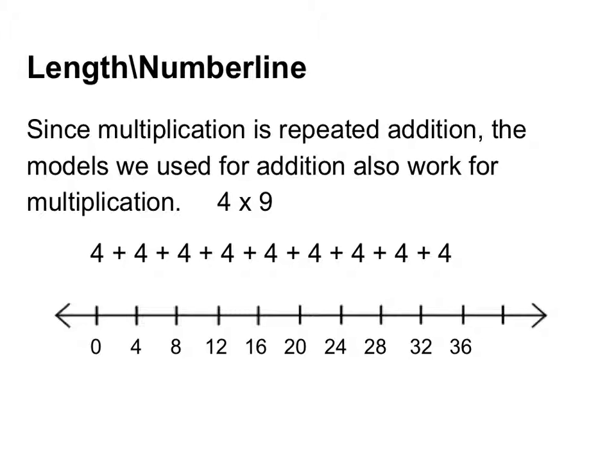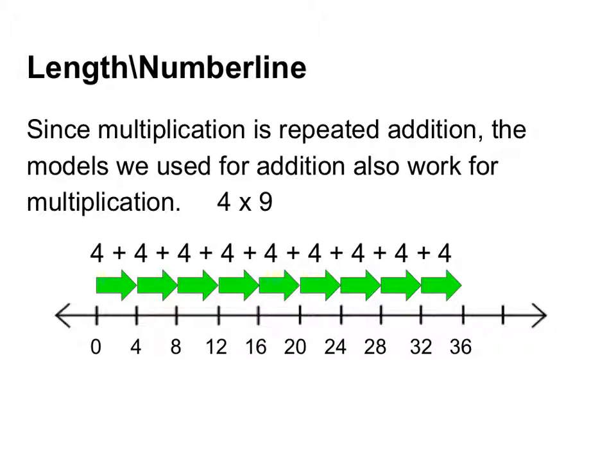So if we have something like 4 times 9, thinking of it as repeated addition, that's 4 added together 9 times. So if you remember with our number line model, every number gets represented by an arrow, and the length of the arrow determines the value. So in this case, each green arrow has a length of 4, and then I'm going to add 9 of them. So there's 1, 2, 3, 4, 5, 6, 7, 8, 9. So 9 4 arrows. So in other words, 4 added 9 times, I end up at 36. So 9 times 4 is 36.